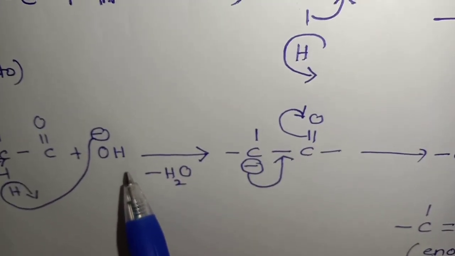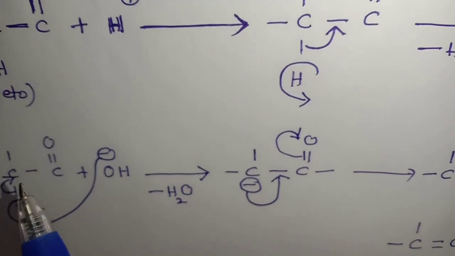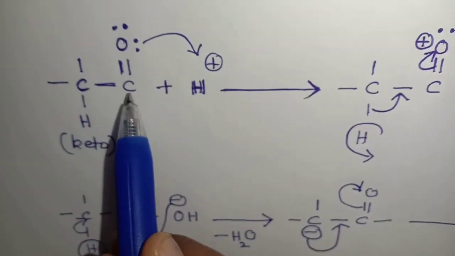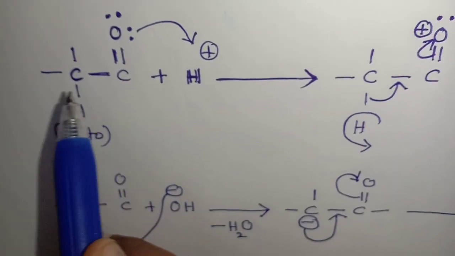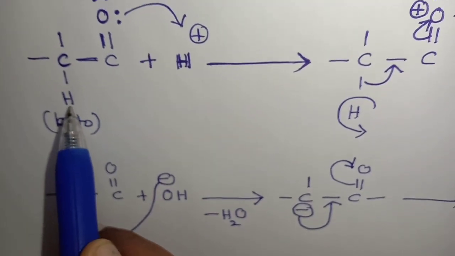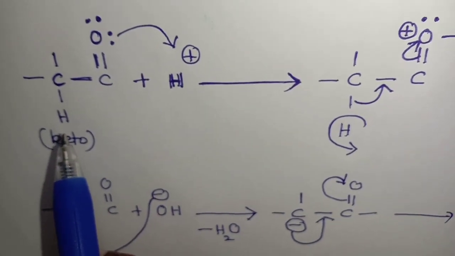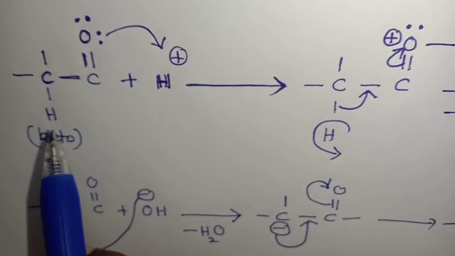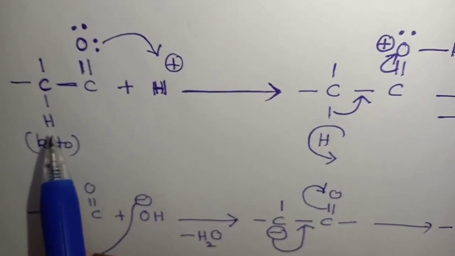We have seen that keto-enol tautomerism is shown by the compounds in which the carbonyl group is attached directly to a carbon which possesses hydrogen atoms. So this is about keto-enol tautomerism in carbonyl compounds.